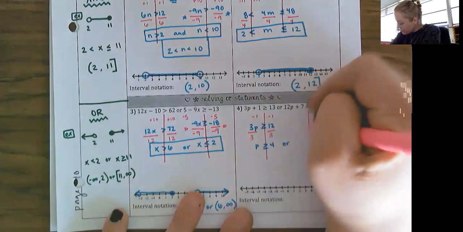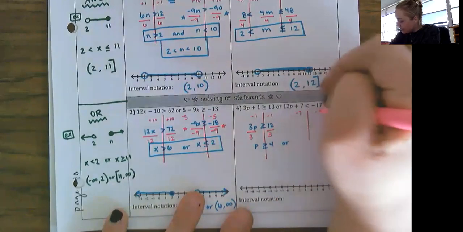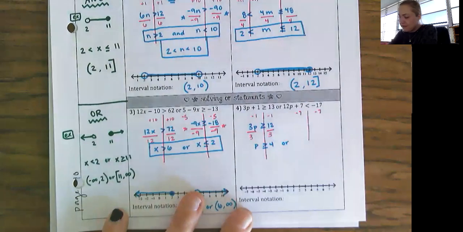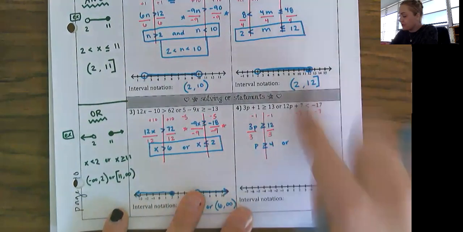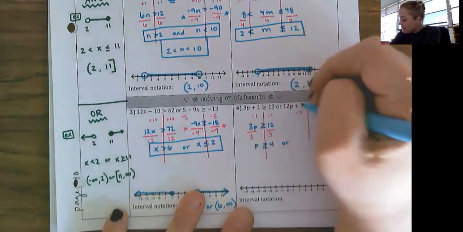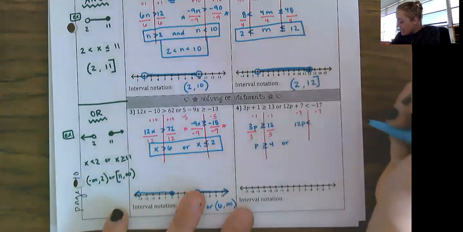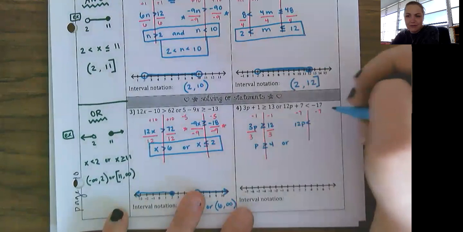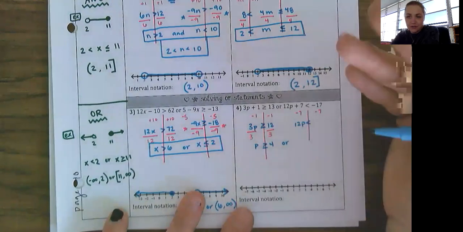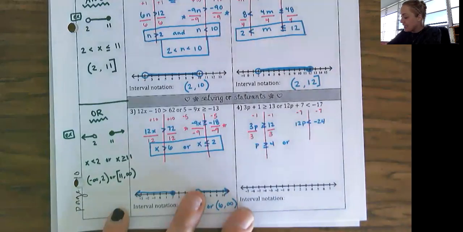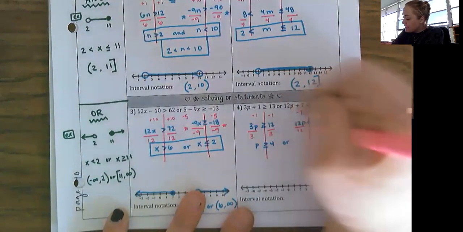Over here, I can subtract 7, subtract 7. By the way, if you don't have space over here, use a separate sheet of paper. Try to make it fit somewhere else, or use further to the right if you need to. So 7 minus 7 is 0. I have 12p is less than negative 17 minus 7. 18, 19, 20, 21, 22, 23, 24. Okay, so negative 24. Whew, that's going to divide nicely. Divide by 12. Divide by 12.